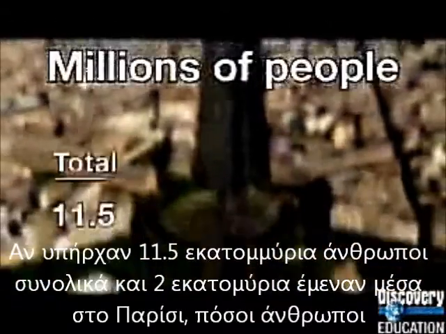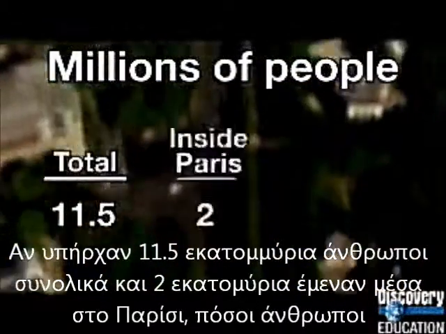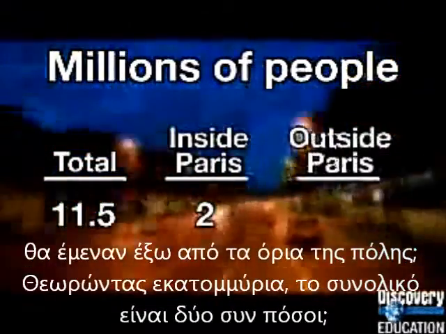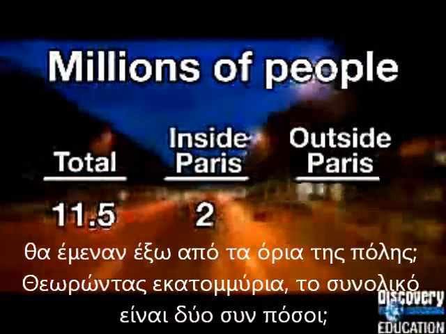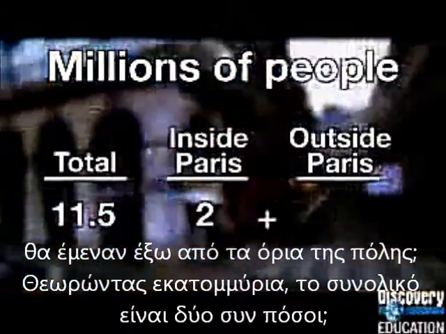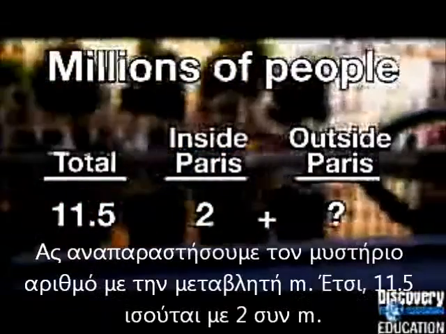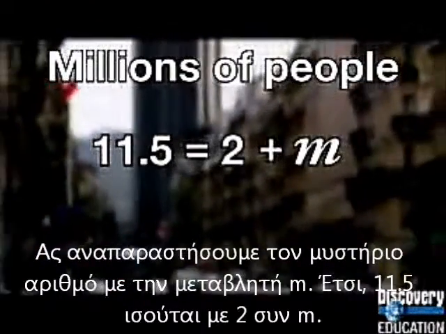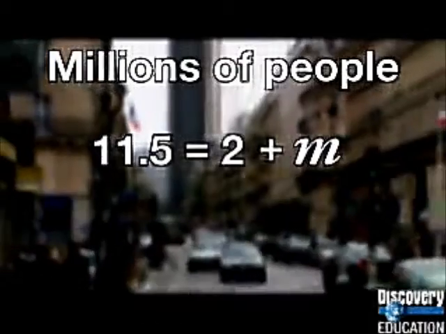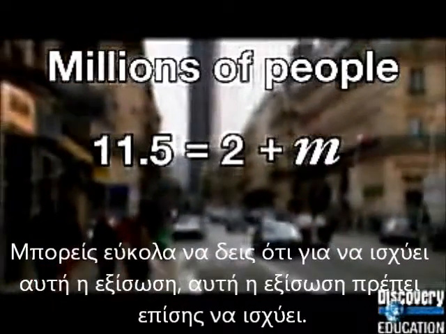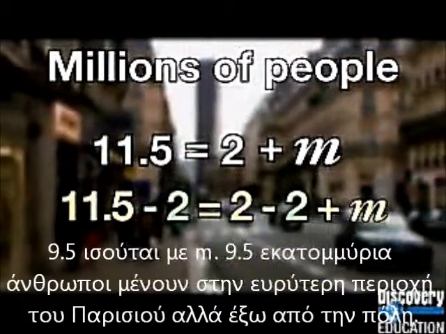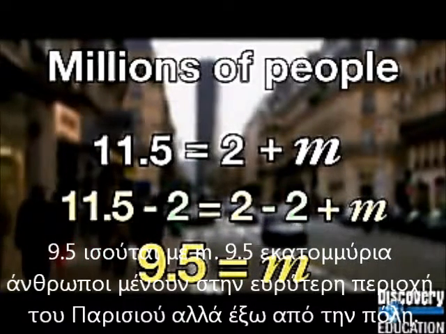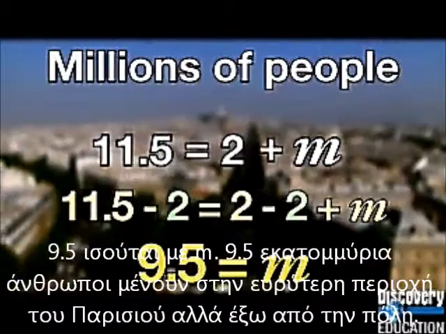If there were 11.5 million total, and 2 million of them were living inside Paris proper, how many people were living outside the city limits? Considering millions, the total is 2 plus how many? Let's represent the mystery number with the variable m. So, 11.5 equals 2 plus m. You can easily see that for this to be true, this equation must also be true. 9.5 equals m. 9.5 million people live in the greater Paris area, but outside the city.